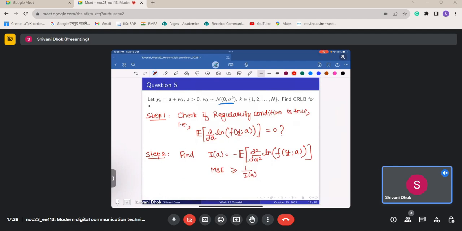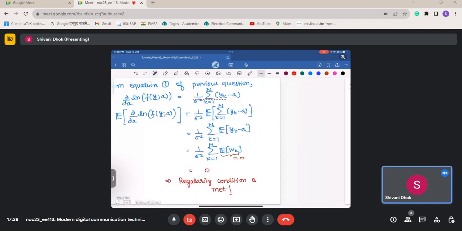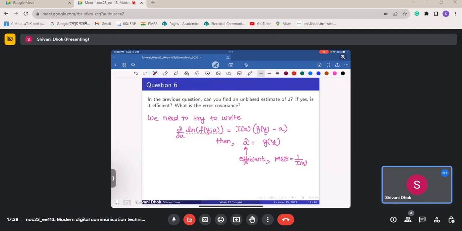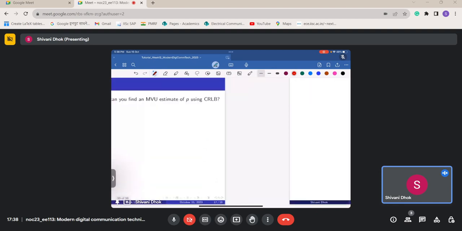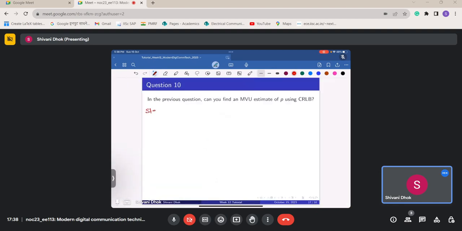Let us check if your regularity condition is true, and next find your I of P, and step 3 is if I can write it in this form. So let me explicitly write them again. Step 1: check if expectation of del by del P log of f of y given P is equal to 0. If yes, go to step 2.